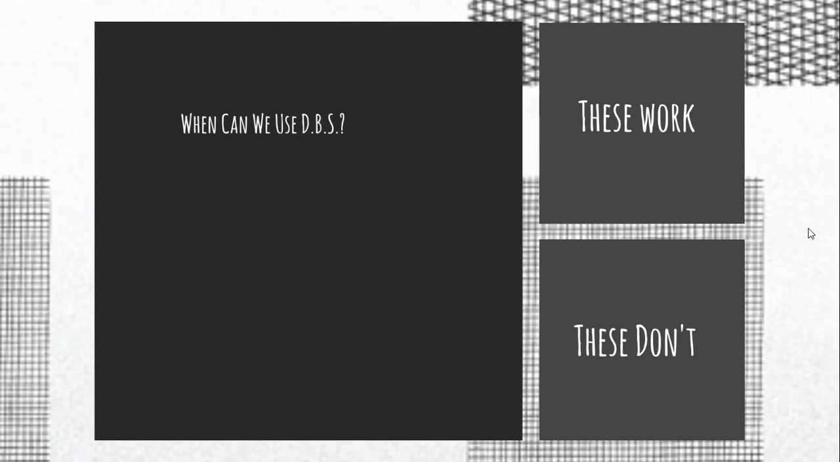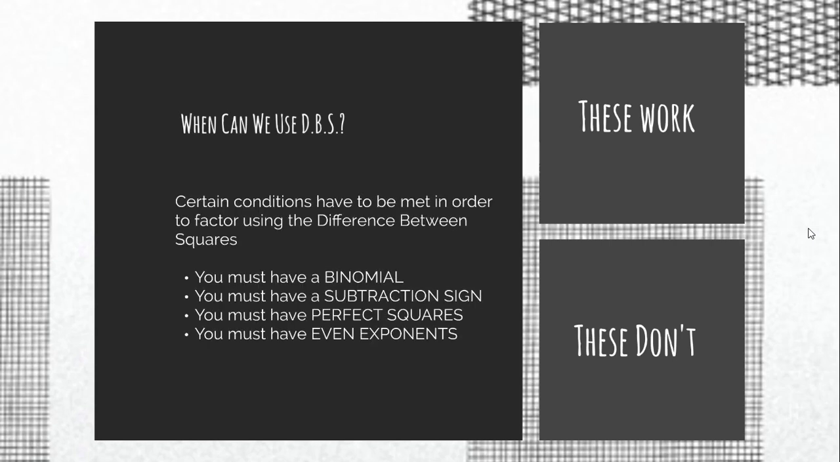There are 4 specific conditions that must be met in order to use the difference between squares. The first is that you must have a polynomial. If your polynomial has 3 terms, 4 terms, or 1 term, it's not going to work. It's got to be a binomial. Those 2 terms in the binomial must be separated with a subtraction sign. If you have a plus sign, it will not work. If you see a plus, you cannot use DBS.